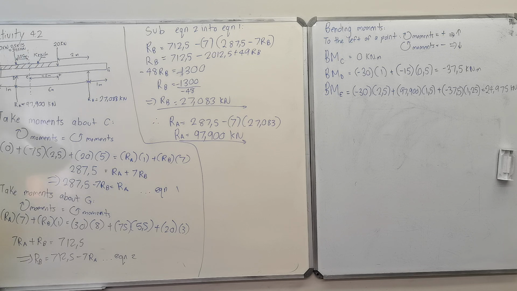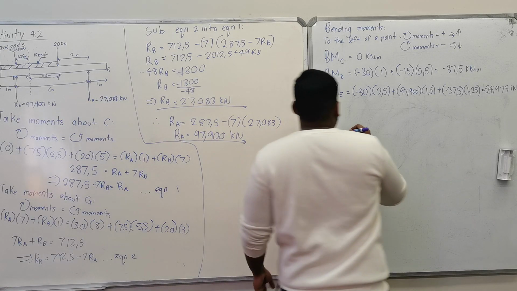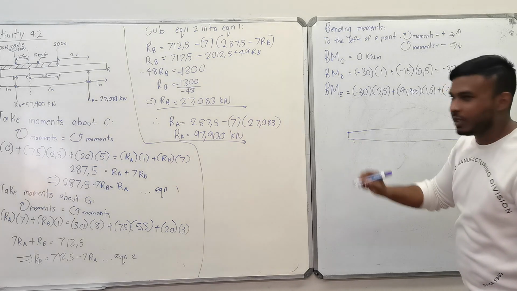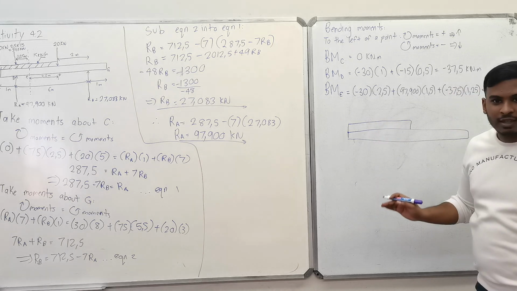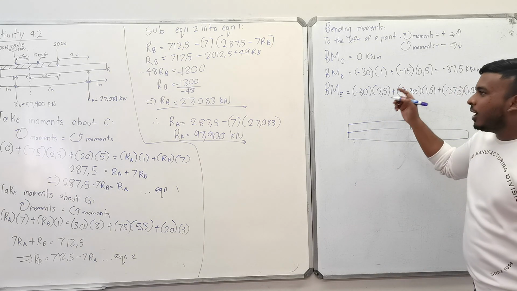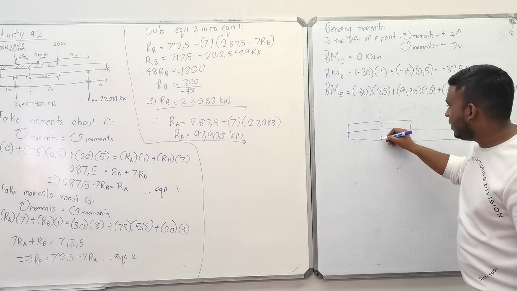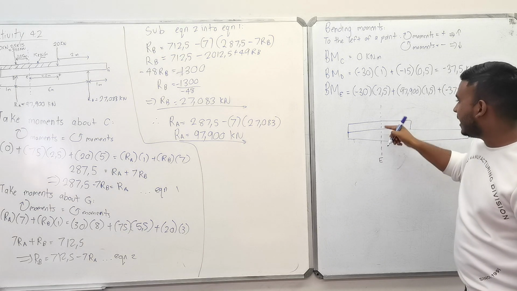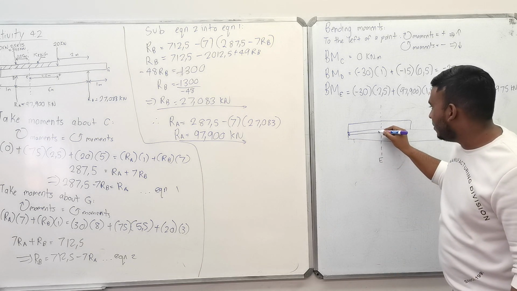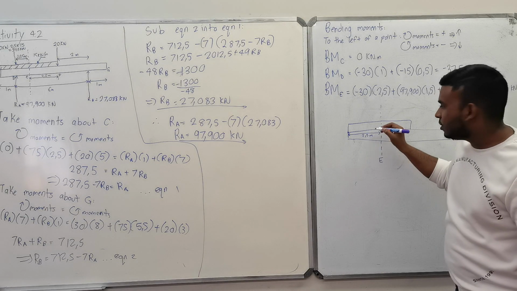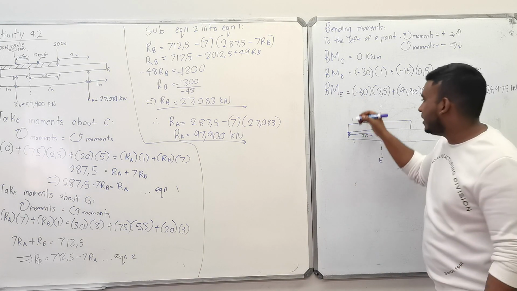Okay, so remember this is your beam. You have that uniformly distributed load, and that load is 5 meters. At point E, they're telling you that point E is at the middle of that uniformly distributed load. So this length here would be 2.5 meters.